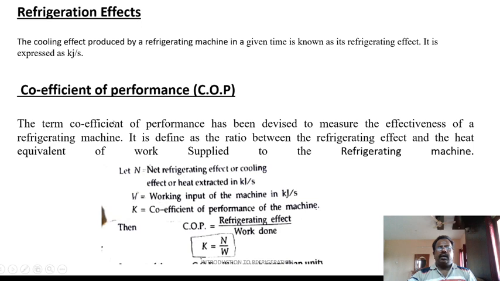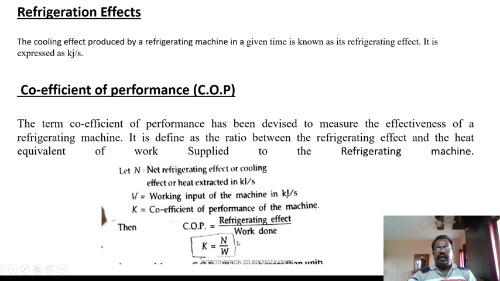The term coefficient of performance has been devised to measure the effectiveness of a refrigerating machine. It is defined as the ratio between the refrigerating effect and the heat equivalent to work supplied to the refrigerating machine. So COP is equal to refrigerating effect divided by work done. That is K is equal to N divided by W.